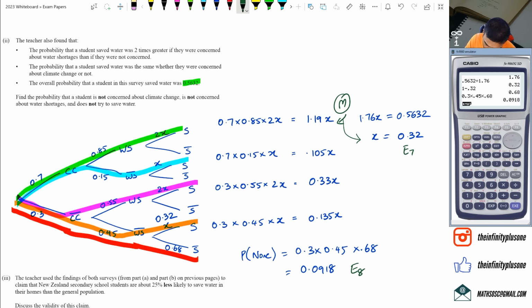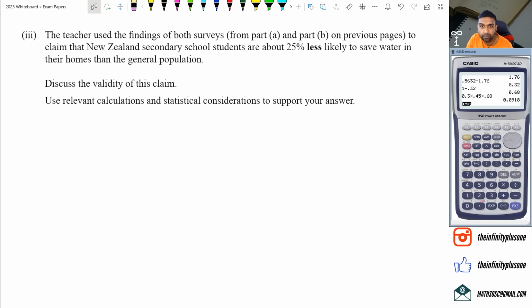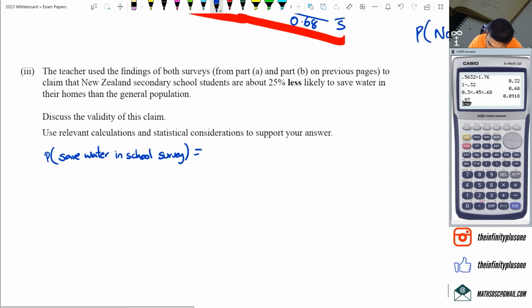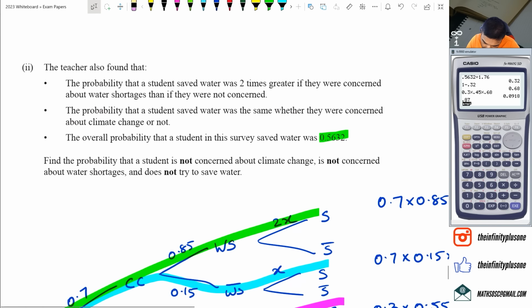All right, let's go to the next question. All right, guys, so for this question, we've got a whole lot of things that we need to compare with from the previous questions, right? So the first part that we're going to be looking at is probability of saved water in secondary school from the secondary school survey. Now this one here was, if I remember correctly, that 0.5632 there, probability in the survey saved water. So this is from part 2, right?